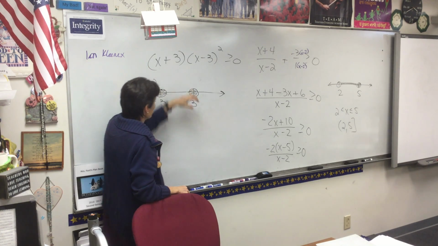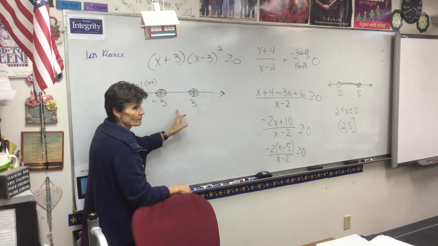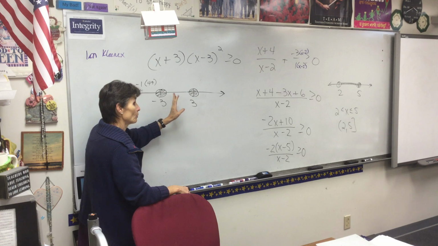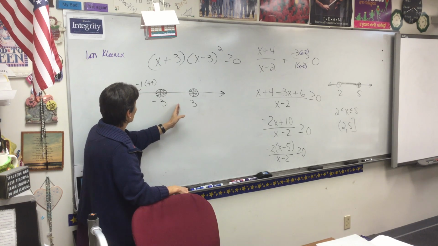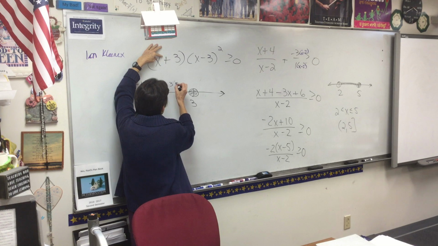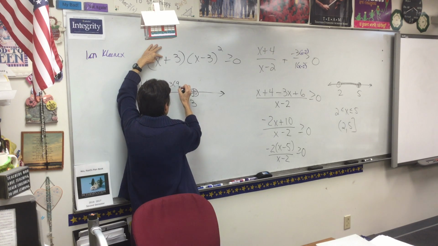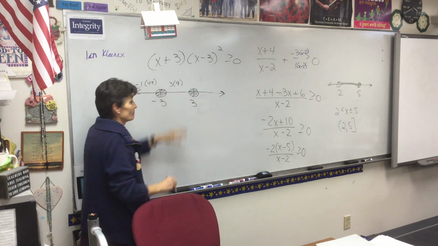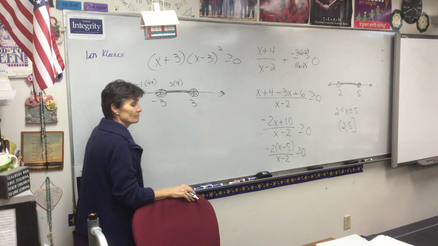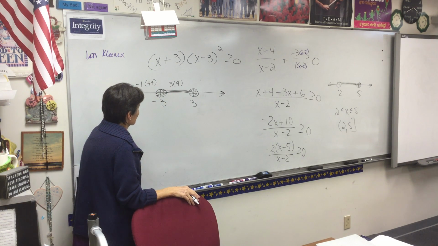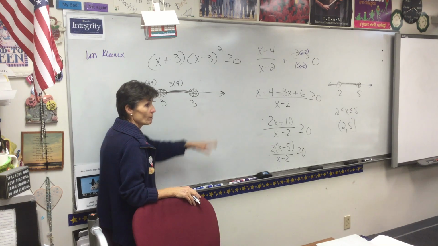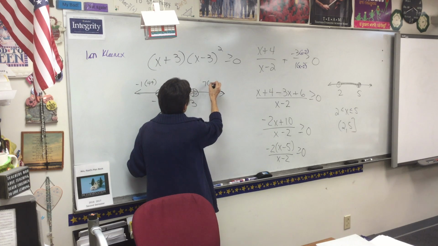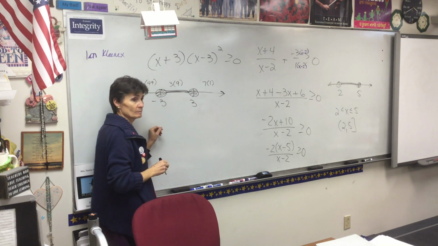All right, let's pick a number in here. What's a number in here? I like 0. 2 will work, 1 will work, negative 1 will work. I'm going to pick 0. So 0 gives me 3 times 9. Remember, you're squaring that one. Is that bigger than 0? Yep. So we'll go ahead and shade that. Now we might as well try 4. So that gives me 7 times 1. Is that bigger than 0? Yep.